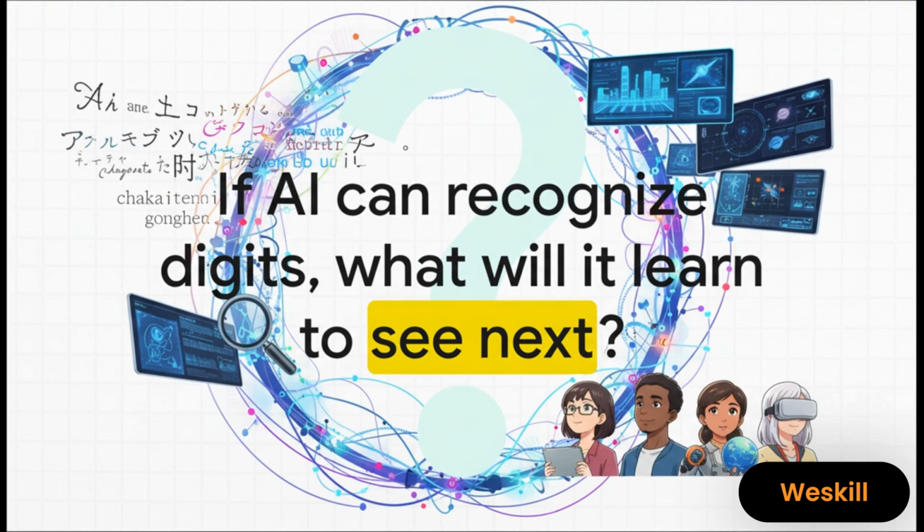Which brings us to our final thought. Using these building blocks of convolution and pooling, we've taught a machine to read our own messy handwriting with almost perfect accuracy. So if an AI can master this today, it really makes you wonder, what will it learn to see tomorrow?